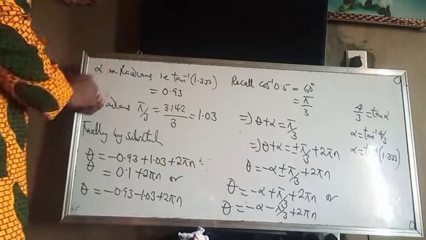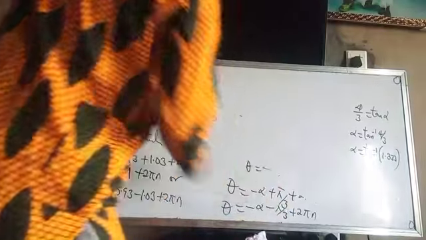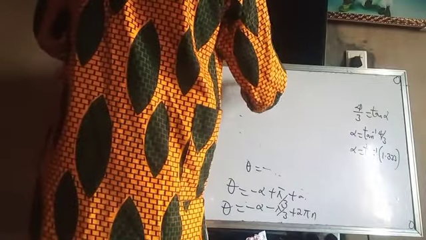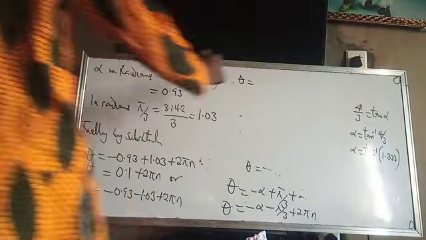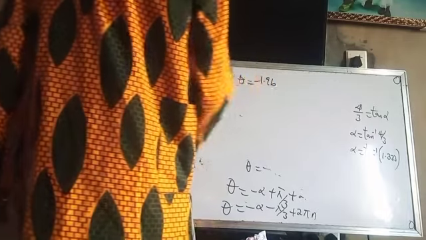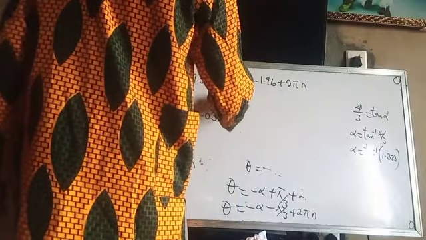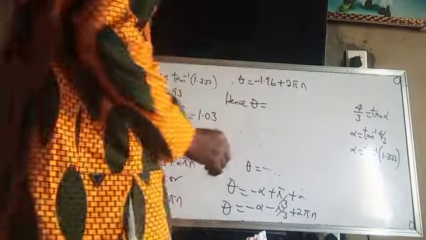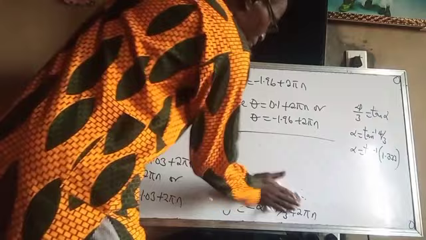If you evaluate that, you have theta equal to minus 1.96 plus 2 pi n. Hence, theta is 0.1 plus 2 pi n, or theta is equal to minus 1.96 plus 2 pi n. So with this, we have come to the end of this problem.